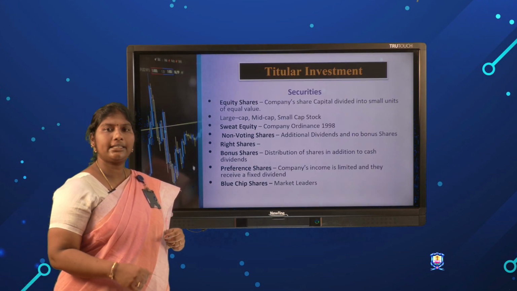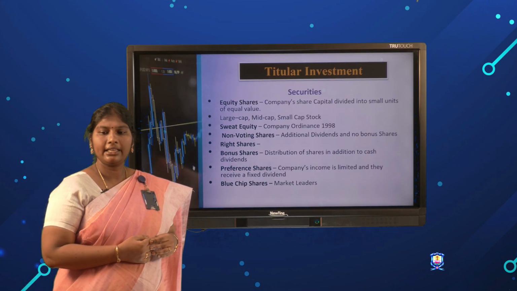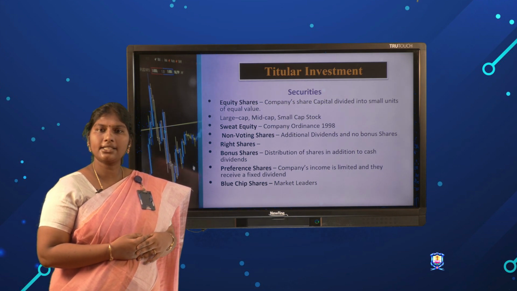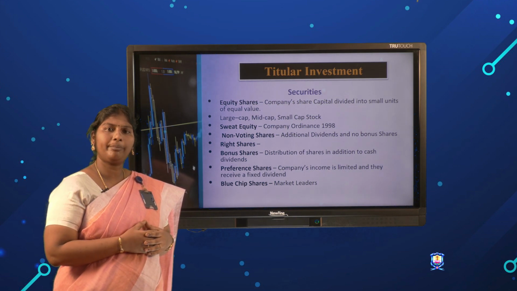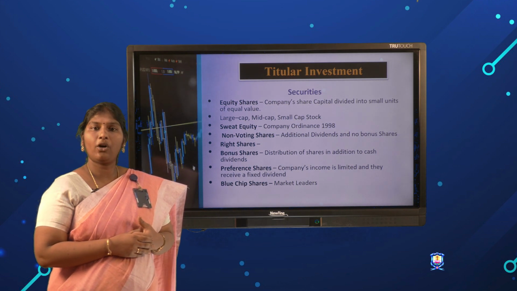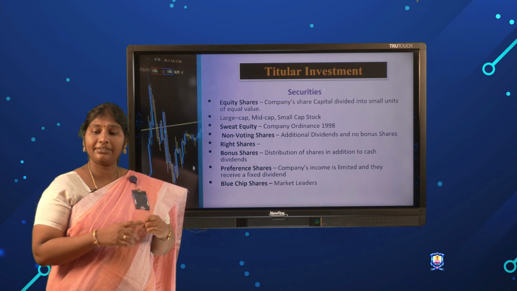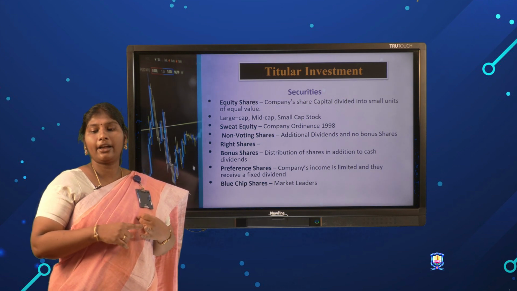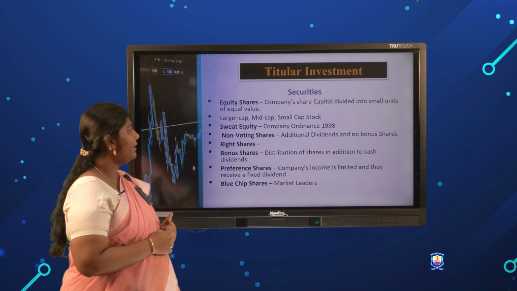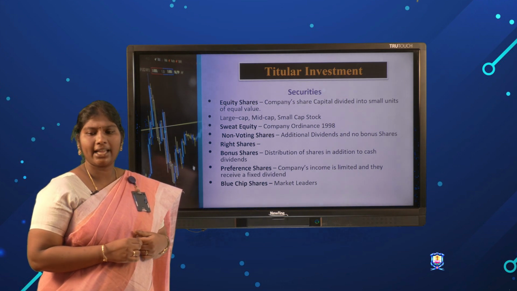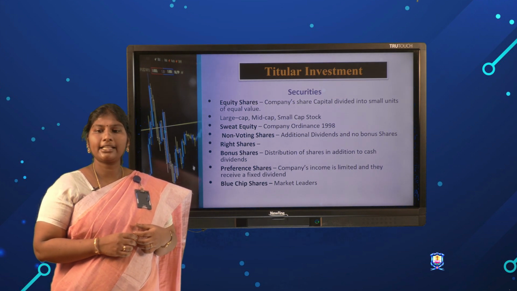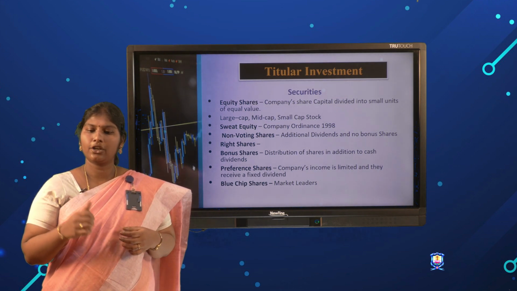The next type of titular investment is equity shares. Here, the equity shares represent ownership in a company. Shareholders holding equity shares have ownership and can also vote in the company's meetings. They also have the potential to receive dividends, although they are not guaranteed, and are paid out of the company's profit. The next one we have is sweat shares. Sweat shares are shares issued to the directors or employees as a form of non-monetary compensation.